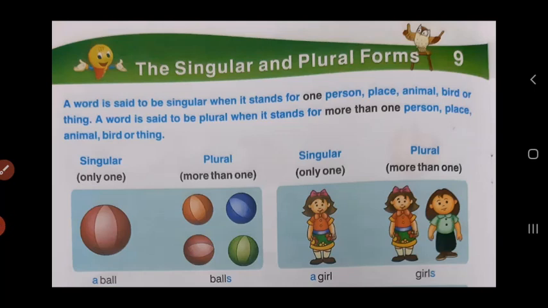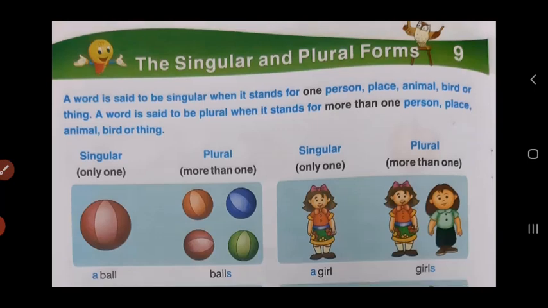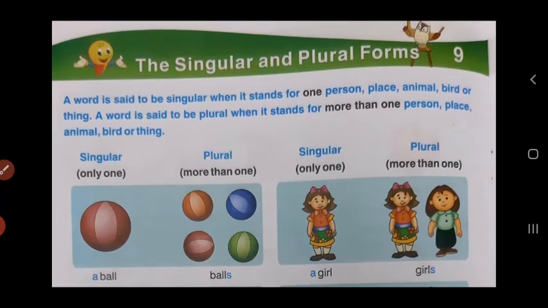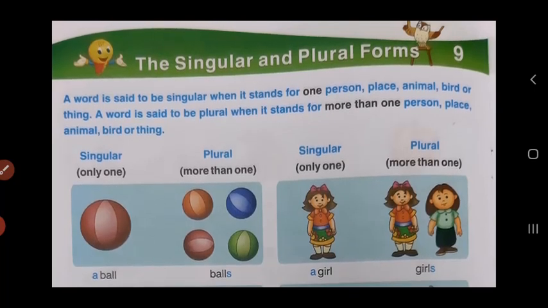Today we will be doing a lesson in English grammar called the singular and plural forms. A word is said to be singular when it stands for one person, place, animal, bird, or thing. A word is said to be plural when it stands for more than one person, place, animal, bird, or thing.